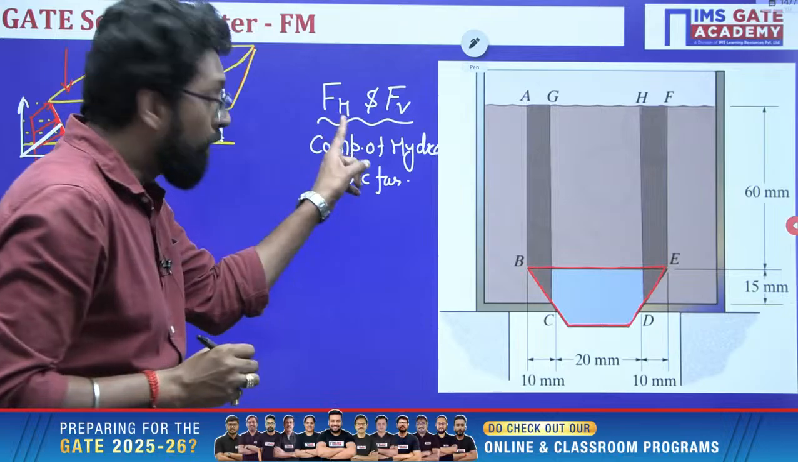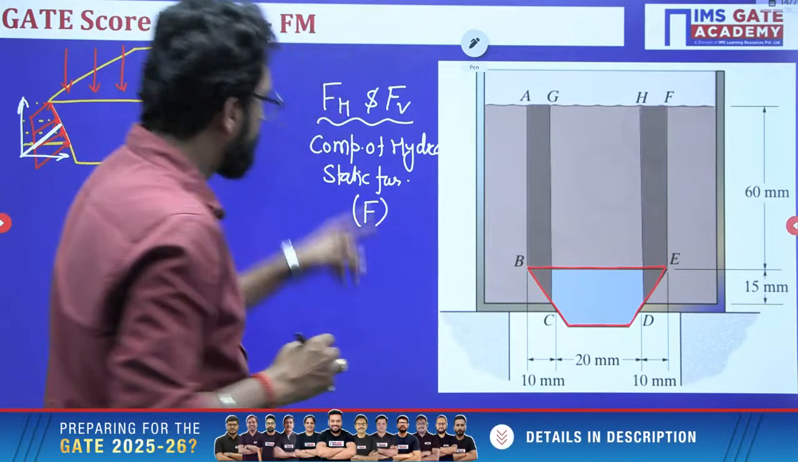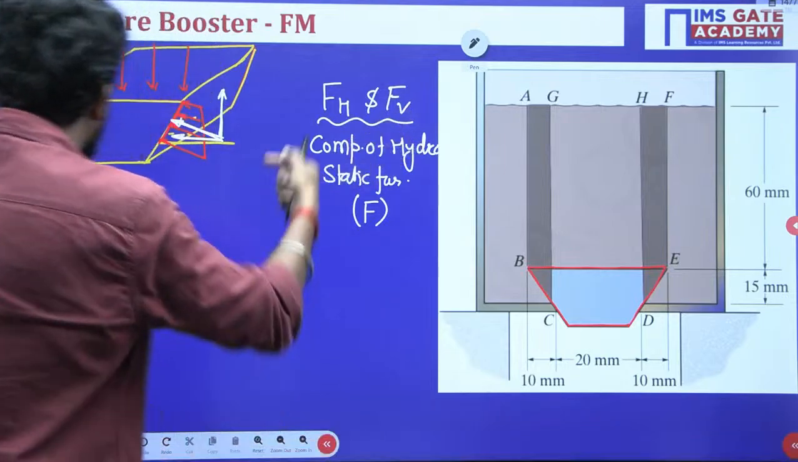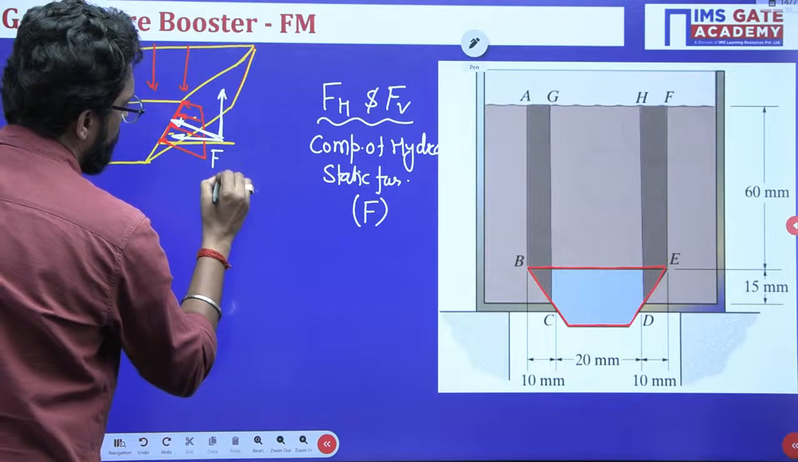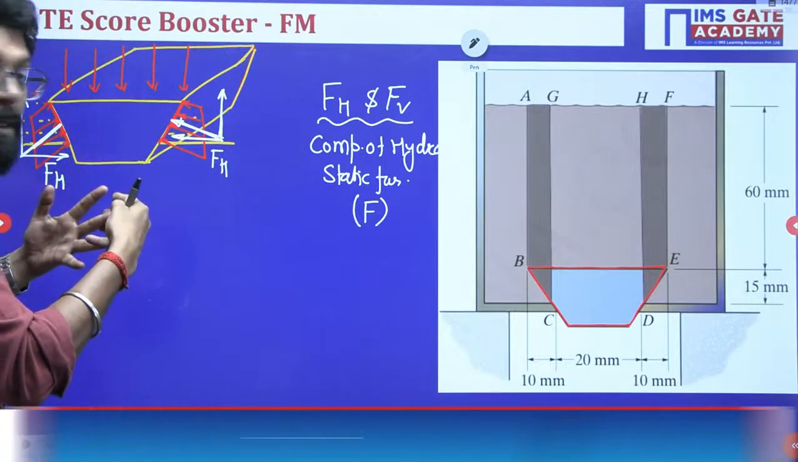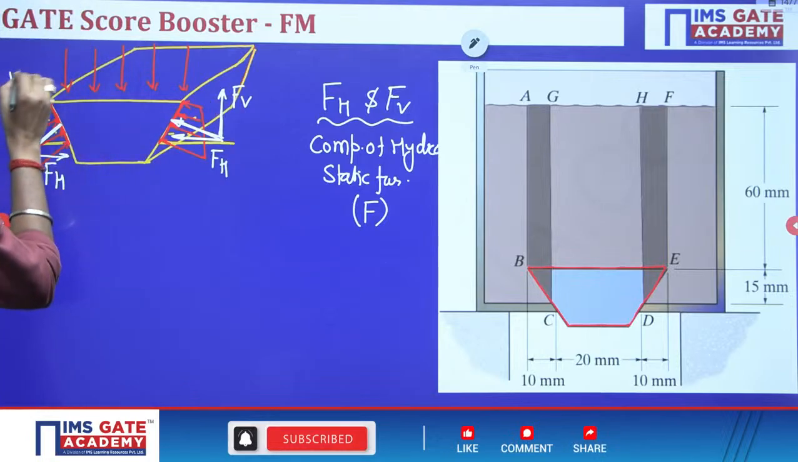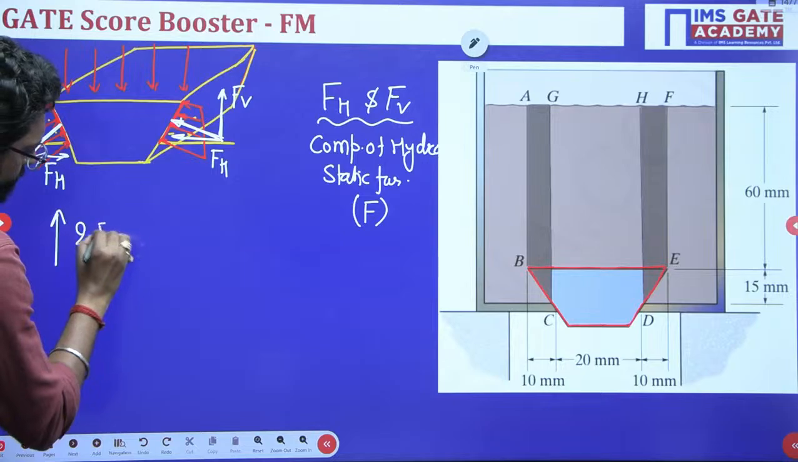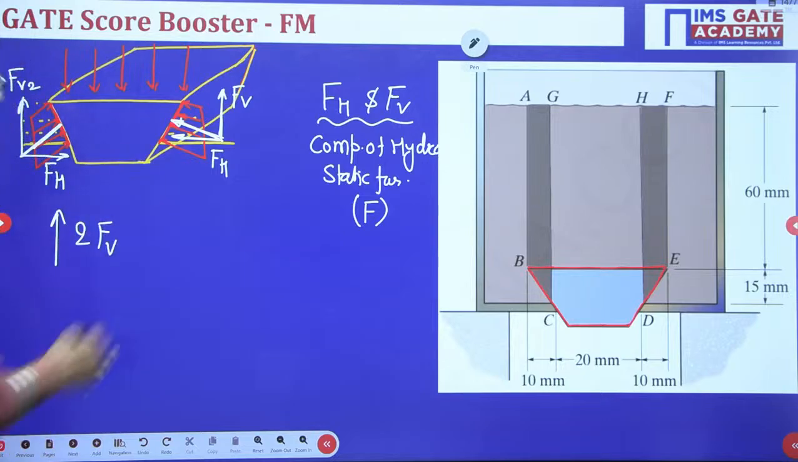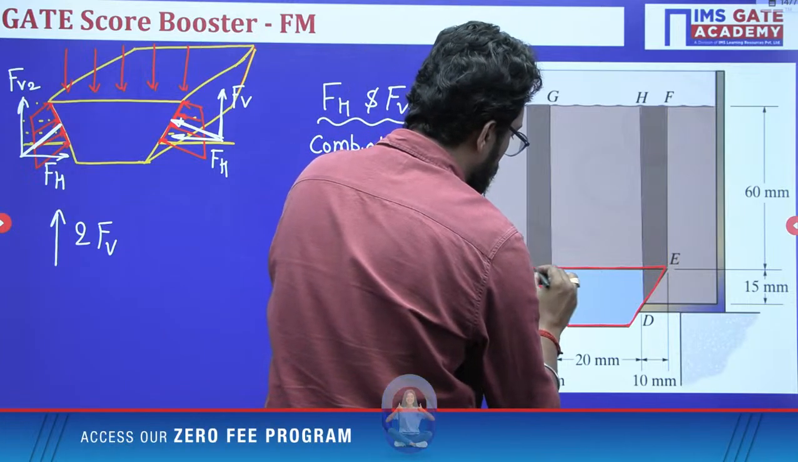So the component of hydrostatic force F has two components: the horizontal component FH and the vertical component FV. The horizontal components FH will balance, leaving only the vertical component. So the total upward force is 2 FV, and the total downward force is from the fluid above this surface.